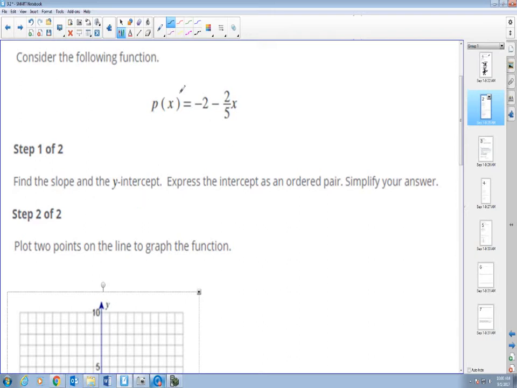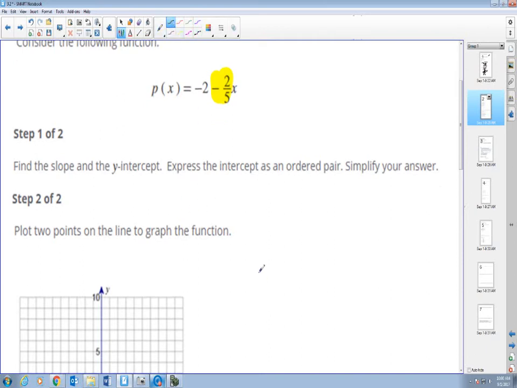So if you think about y equal to, or f of x equal to mx plus b, that means my m has to be negative 2/5, right? mx plus b. So my slope, I'm going to put it right down here, my slope has to be that negative 2/5.